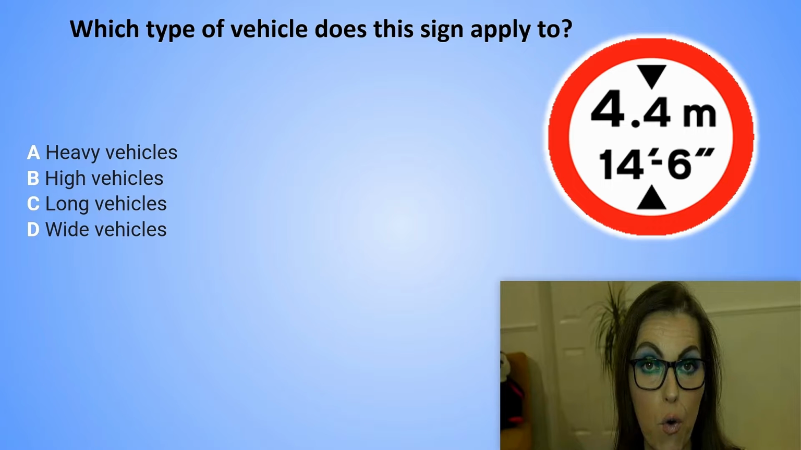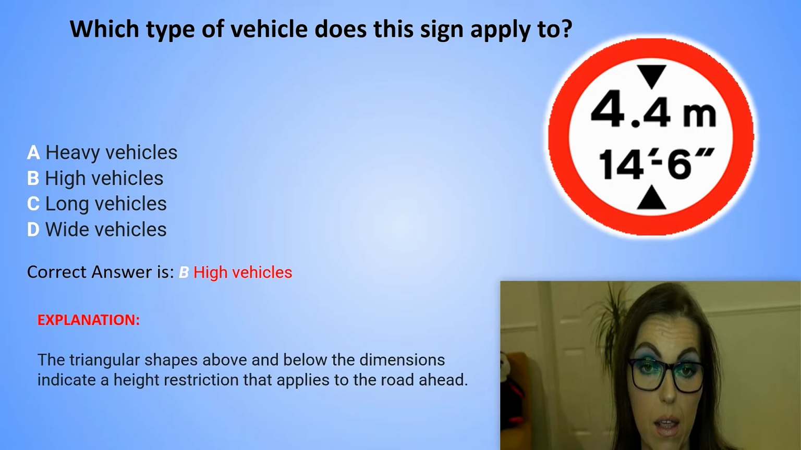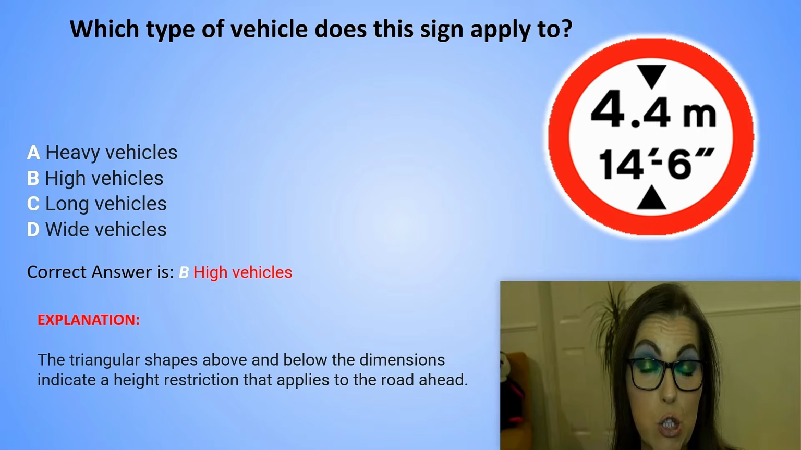5, 4, 3, 2, 1, and the correct answer is B, high vehicles. Explanation. The triangular shapes above and below the dimensions indicate a height restriction that applies to the road ahead.